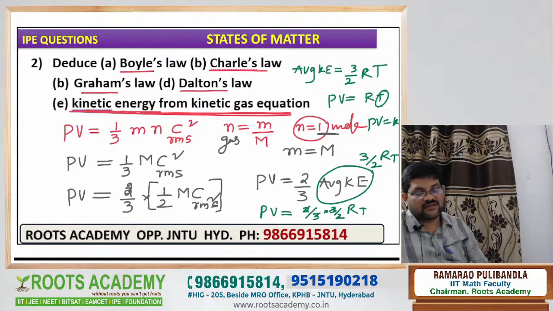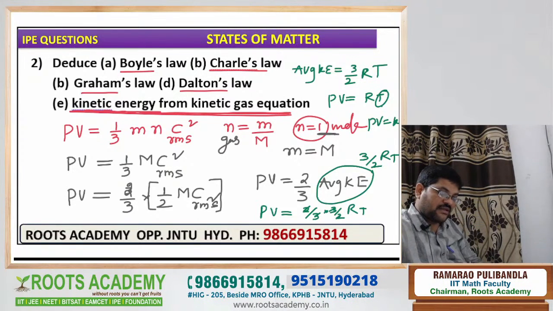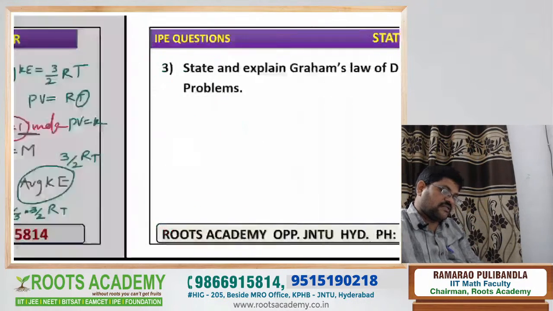Simple explanation. So Boyle's law is derived like that. So average kinetic energy is equal to 3 by 2 RT. So here in place of average kinetic energy, write 2 by 3 into 3 by 2; 2 by 3, 3 by 2 cancel. So at constant temperature, PV is equal to K, like that. And come to Charles' law. That is very easy.